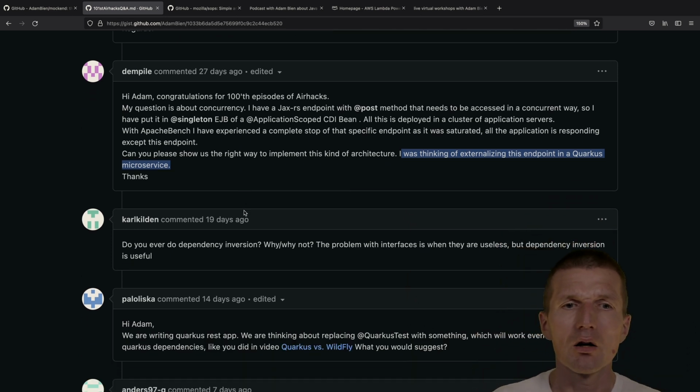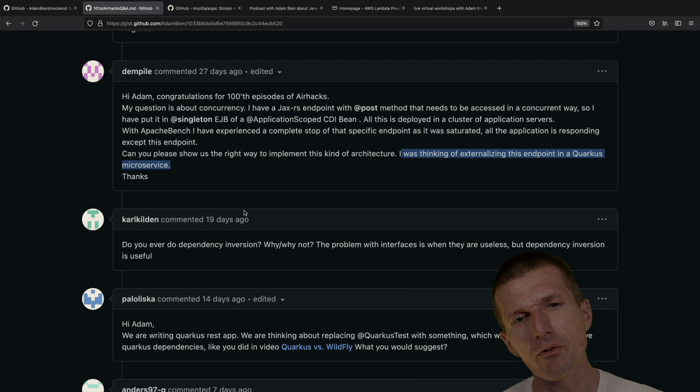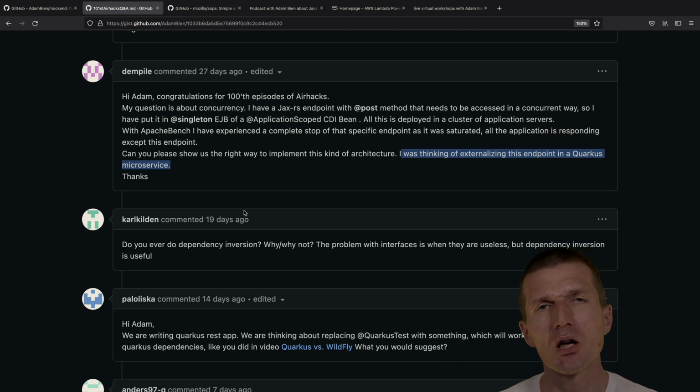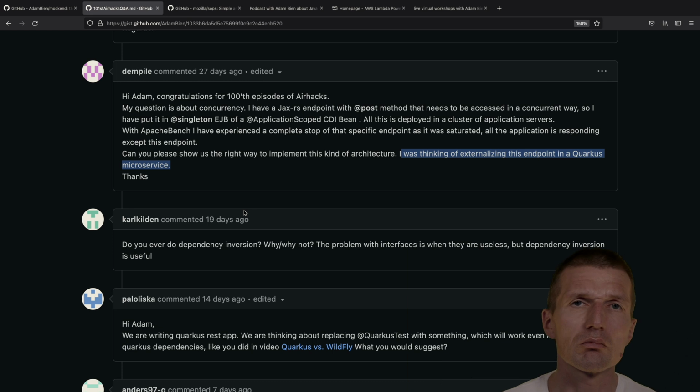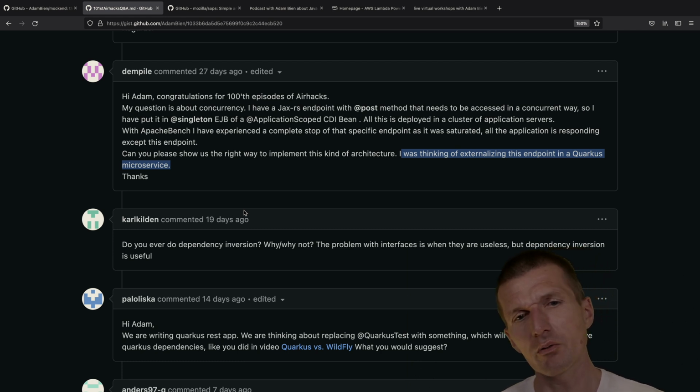Okay, do you ever do dependency inversion? What dependency inversion means is, instead of depending on implementations, you are using an interface which is implemented by the implementation. So your client is no longer dependent on the implementation; it only needs the interface. And do you ever do dependency inversion?